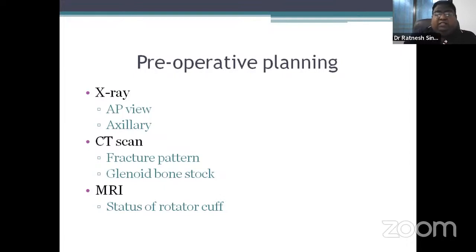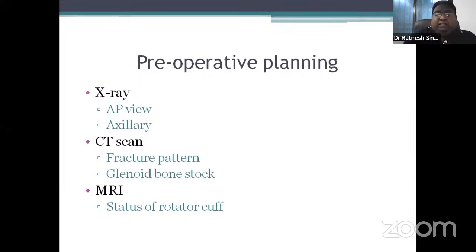The axillary view is taken to assess the glenoid bone stock, and also you can assess the retroversion of the glenoid. CT scan is helpful in identifying the fracture pattern, fracture geometry, whether it is operable with fixation or by arthroplasty. You can also assess the glenoid bone stock better in the CT scan, and also the retroversion. You can also assess the size of the head if you are planning for replacement of the head.